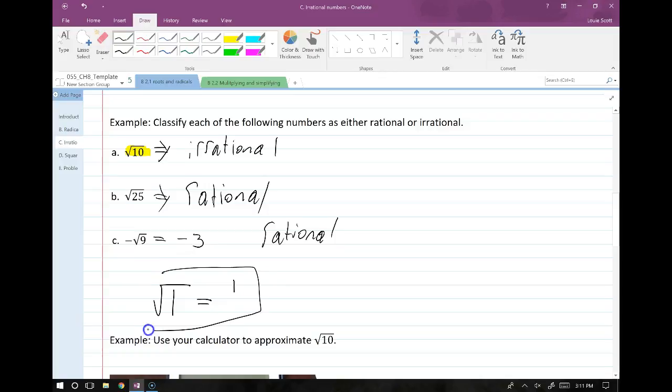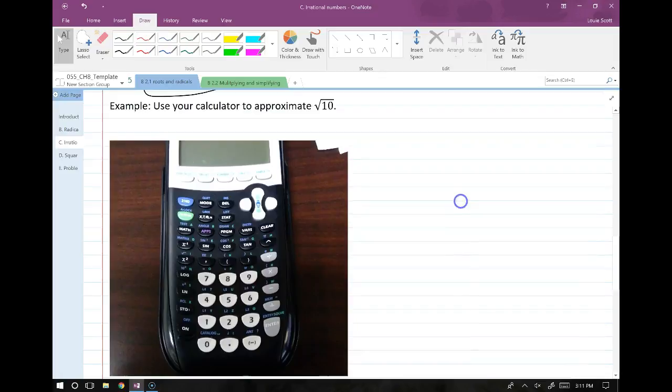Okay, so for the next example, let's go over how to use your calculators to compute the square root of 10. So if you guys have a similar calculator to me, maybe you do, maybe you don't.